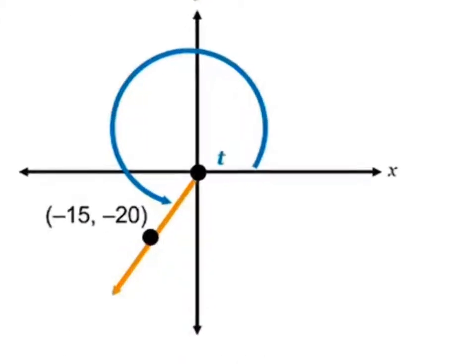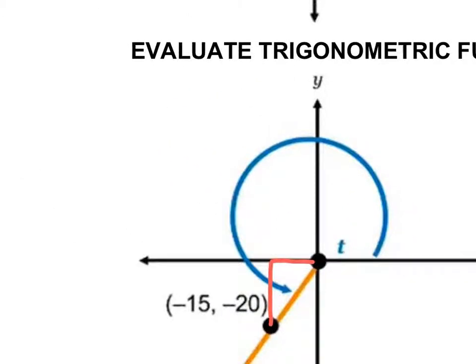Now, what I want to do is come in here and again, draw my triangle. And the reason why is because, in this, I know that my x value is equal to negative 15. I know my y value is equal to negative 20. What I don't know is my radius, which is also the same thing as my hypotenuse here for r.